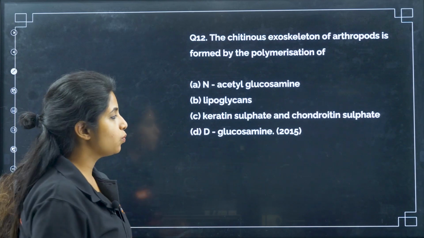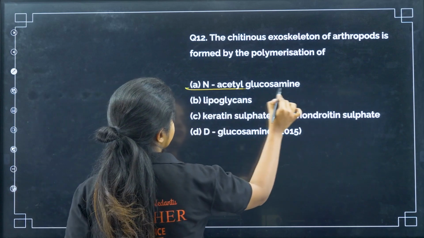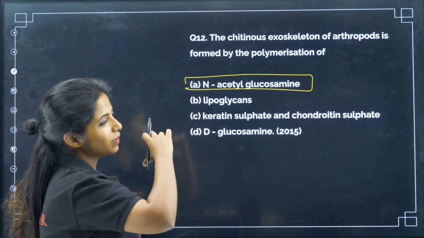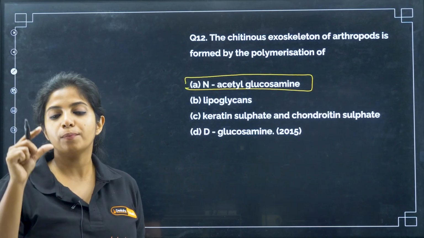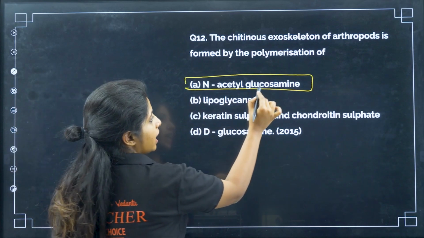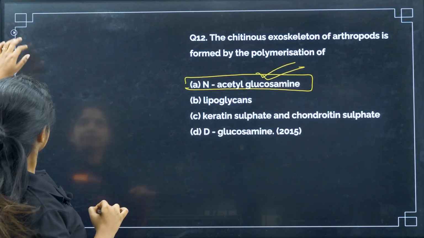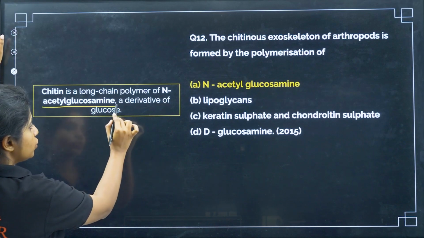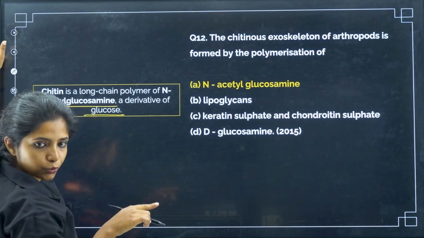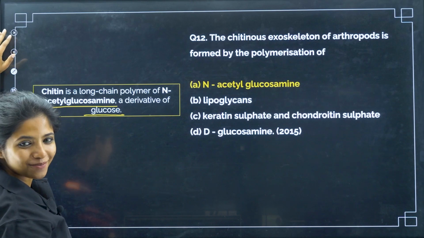What is the answer? What is the chitin molecule made up of? It is made up of, it's not a molecule, chitin is basically a compound that is there, and it is basically made up of polymerization or monomer unit of N-acetyl glucosamine. This becomes your answer. N-acetyl. So, chitin is a long chain polymer of N-acetyl glucosamine, a derivative of what? Glucose. It is a derivative of glucose. Will you forget this? I hope you do not. You have to remember it.